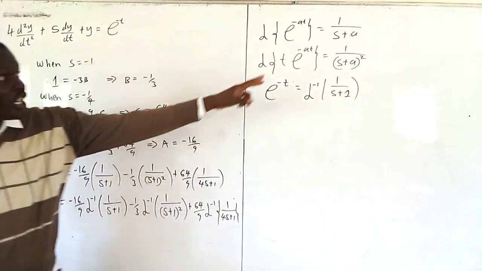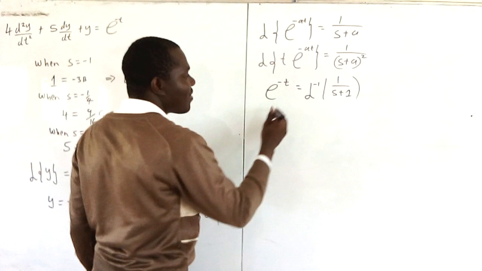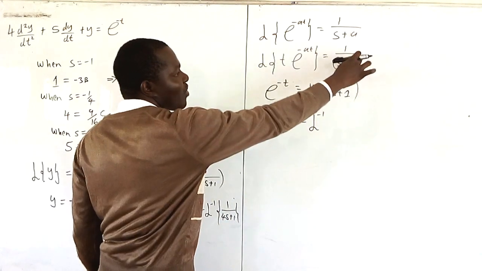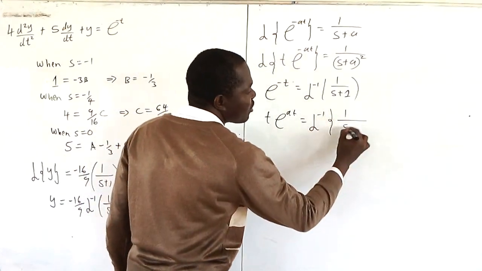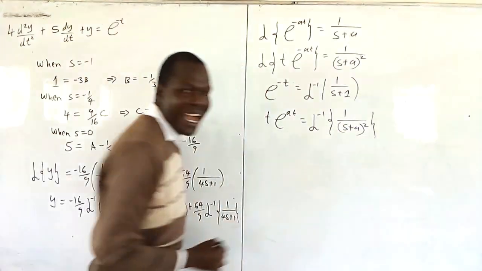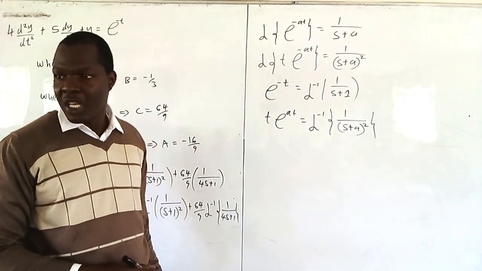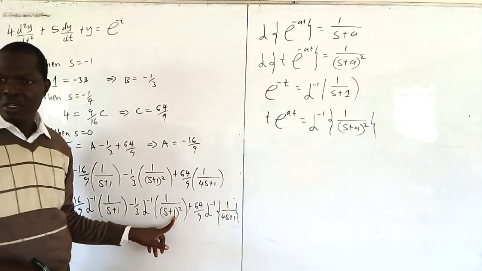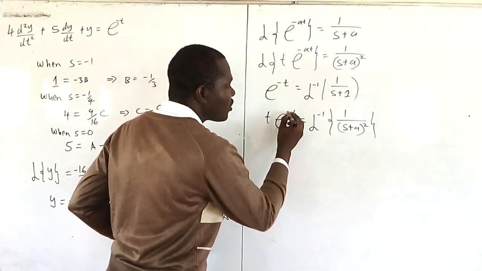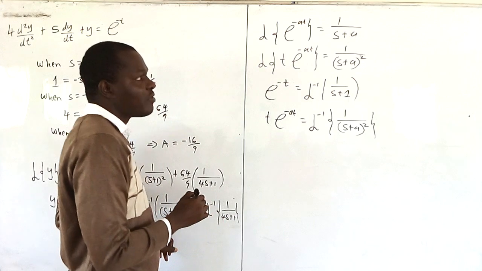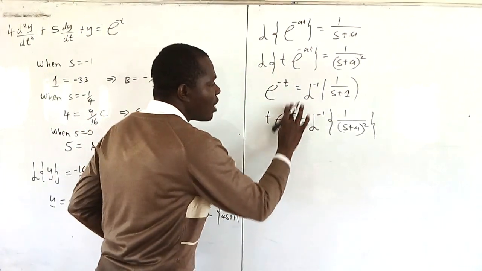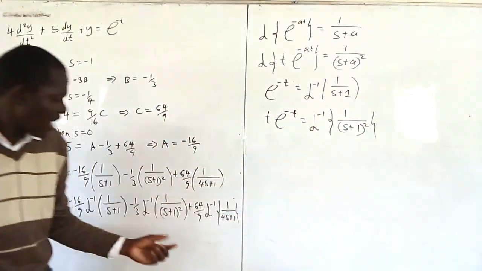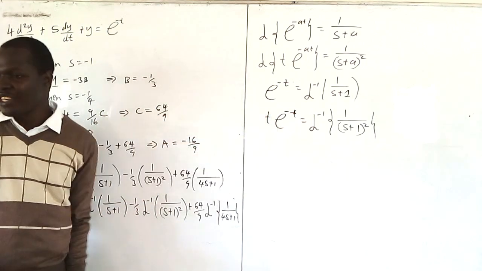Then you move to this one. When you take Laplace the other side, you get t exponential negative at as the Laplace inverse of 1 over s plus a squared. Are we together? Here you have 1 over s plus 1 squared, meaning your a is 1. Where there is a, if you put 1, you remain with just t. So the Laplace inverse of 1 over s plus 1 squared is just t exponential negative t, isn't it?